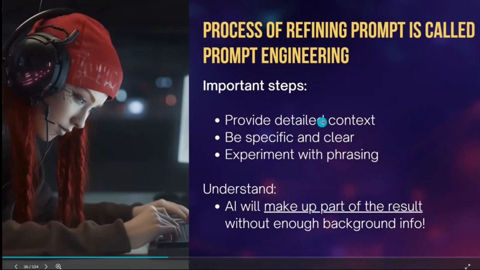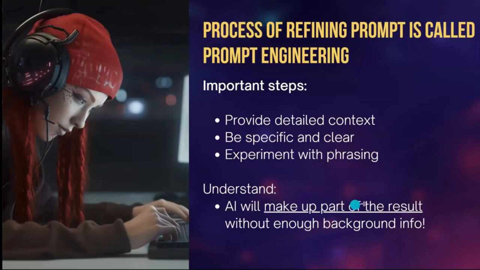And what is very important, if you do not provide enough context, the artificial intelligence tool will make up part of the result. Your text will be made up without proper background info. Meaning that if you do not provide enough information, you will get totally false text, and you will submit it if you do not check it. So again, I'm saying, it is really important that you are in charge in writing artificial intelligence text.